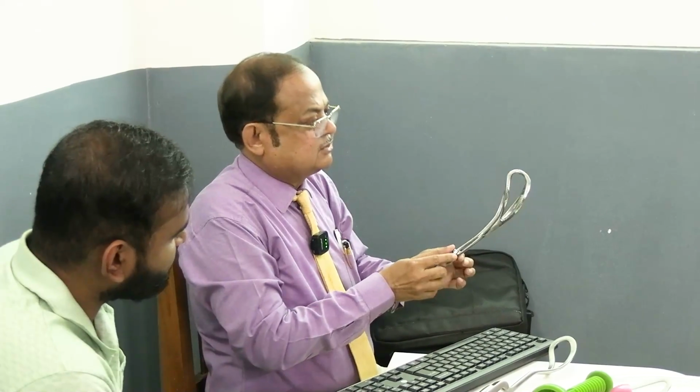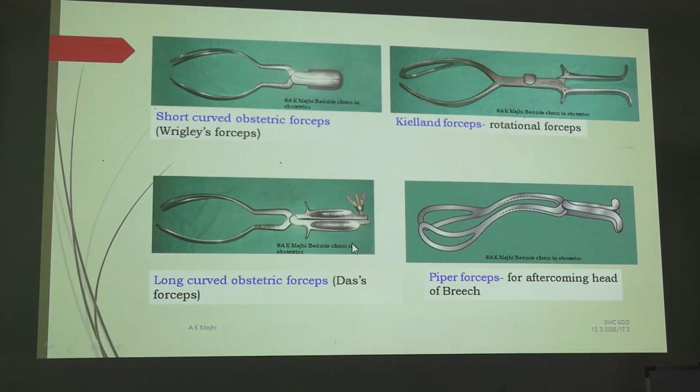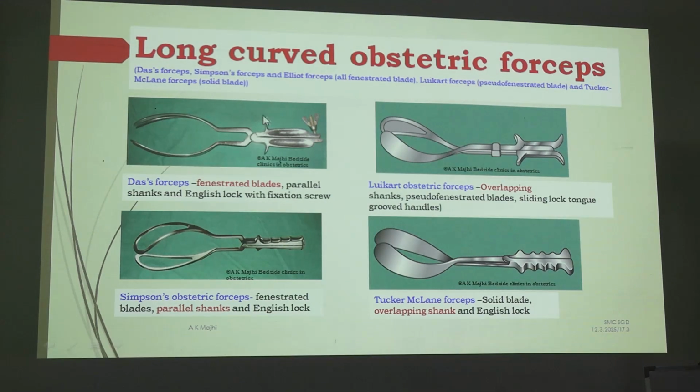So Das's forceps is one type of long forceps, a long curved obstetric forceps. There is also a short curved obstetric forceps. This is the Kielland forceps, and this is the Piper forceps. These are all long curved obstetric forceps. That is known as Das's forceps, Simpson's forceps, and this is the Louis curved obstetric forceps, and Tucker obstetric forceps.